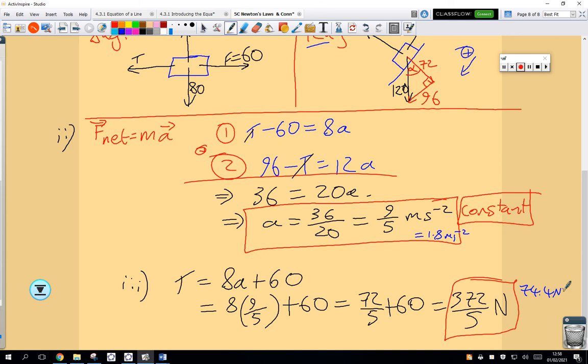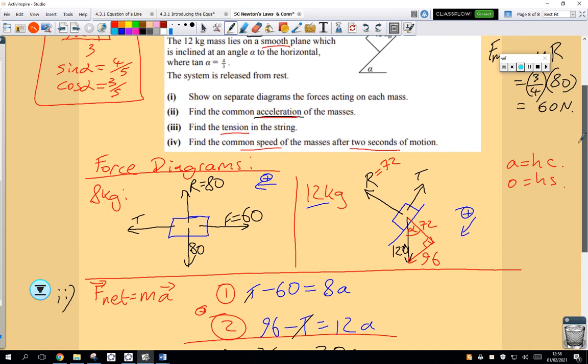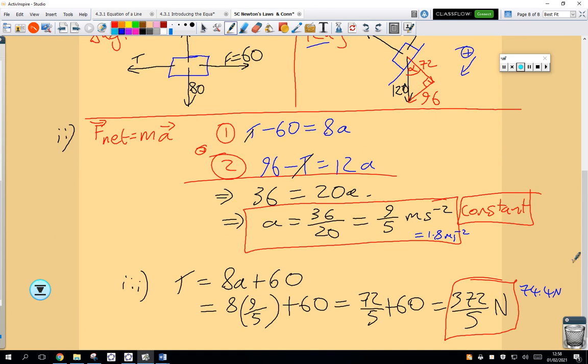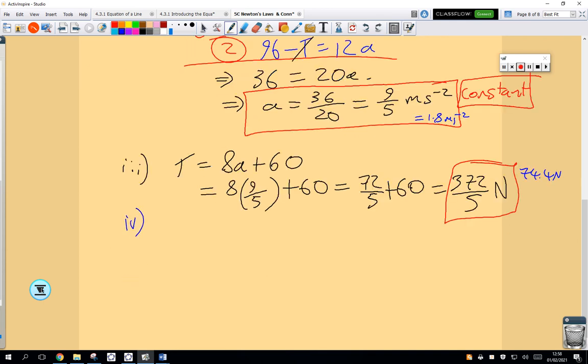The last part of the question said to find the acceleration of the system after 2 seconds. You just scroll up and double check that I'm writing that. Find the common speed of the masses after 2 seconds. Sorry, find the velocity of the whole system. So find the velocity of the system when t is equal to 2.